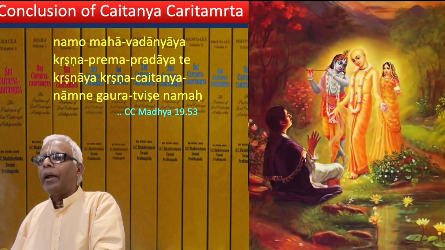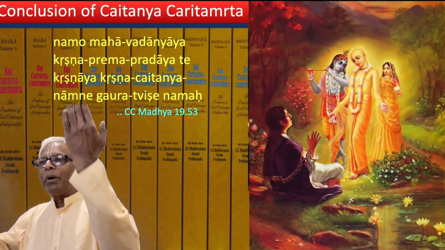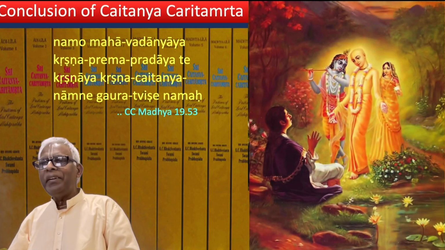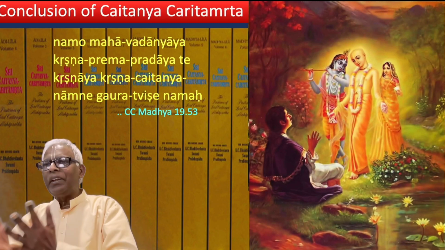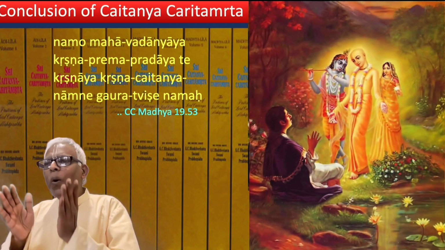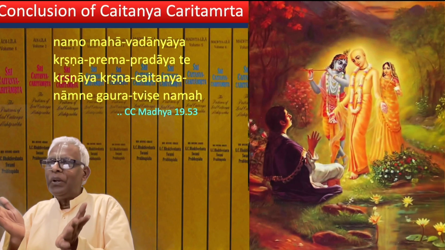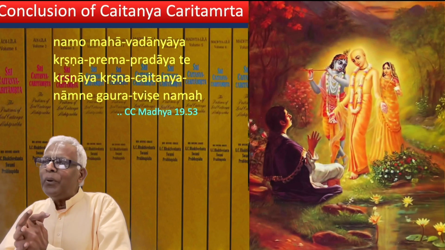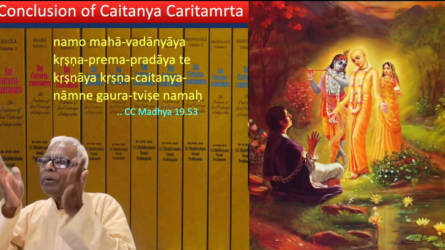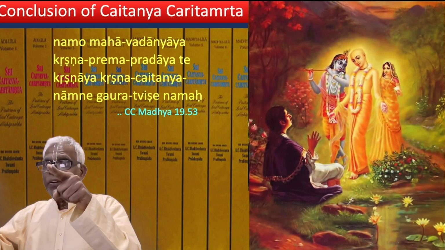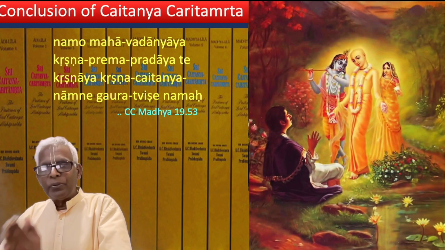And Chaitanya Charitamrita. Namo Mahavadanyaya Krishna Prema Pradayate Krishnaya Krishna Chaitanya Namne Gaure Tuishe Namaha. Most munificent incarnation, you are Krishna himself appearing as Sri Krishna Chaitanya Mahaprabhu, who have assumed the golden color of Srimati Radharani, and you are widely distributing pure love of God, Krishna. We offer our respectful obeisances.